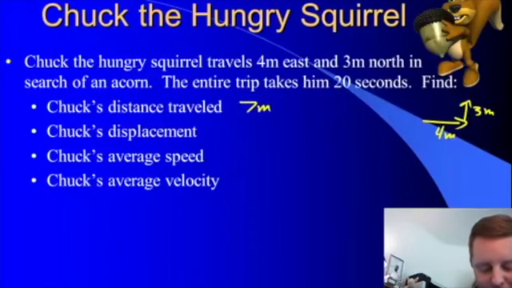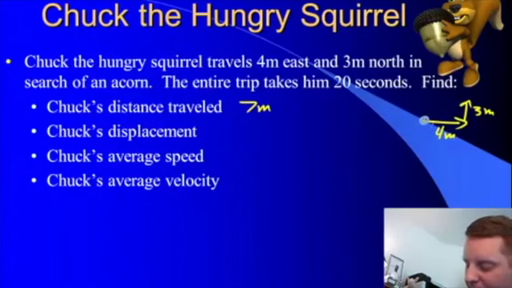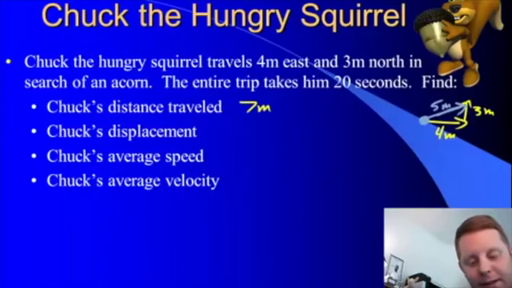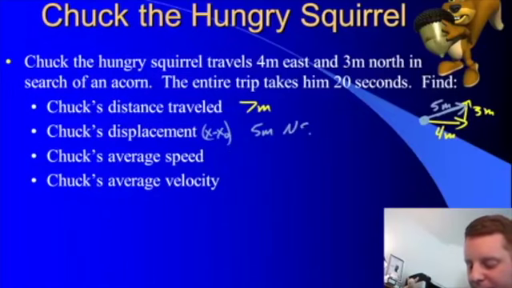What's his displacement? Well, displacement then is the straight line distance from where you start to where you stop. That looks like a 3-4-5 triangle. Or if you didn't remember the 3-4-5 rule, you could use the Pythagorean theorem to find out that the length of the hypotenuse is 5 meters. So Chuck's displacement, x minus x naught, which is a vector, must be 5 meters northeast.